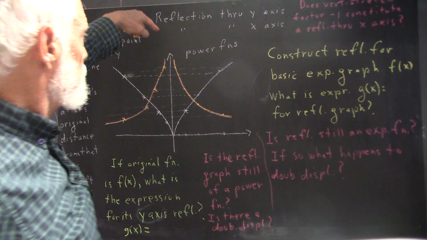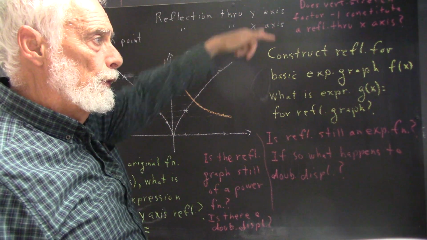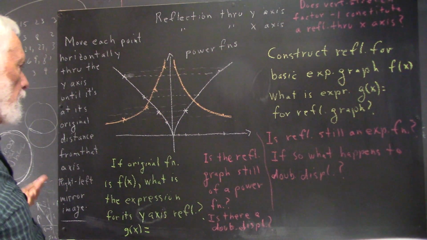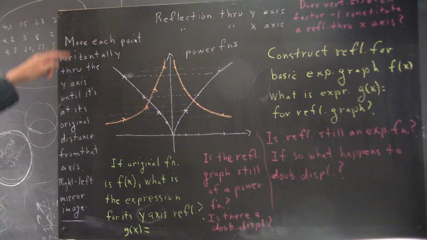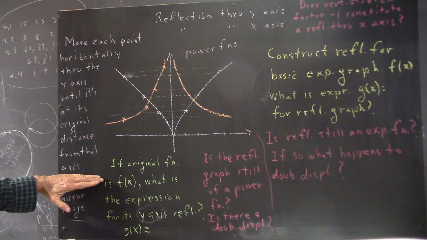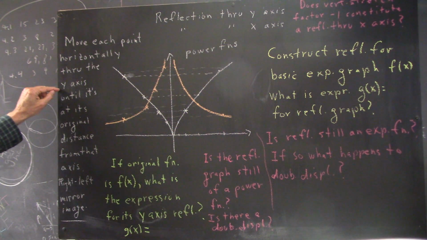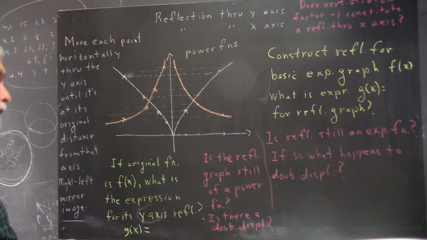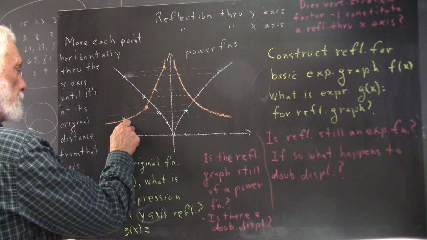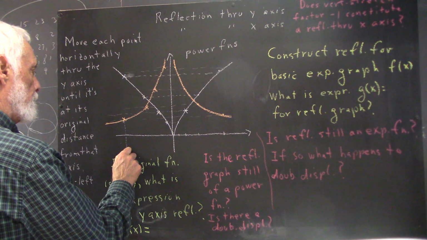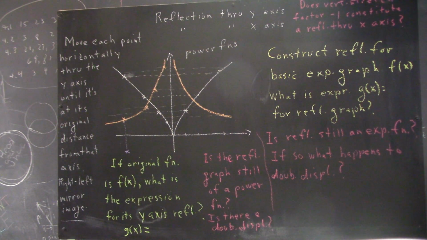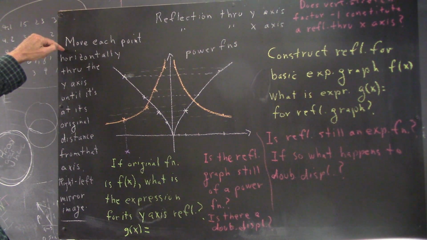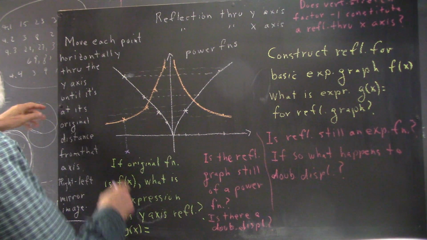We want to look at reflection through the x-axis, which is defined in a way very similar to the reflection through the y-axis. Matter of fact, we just take this set of instructions here and replace y with x. So that, for example, if we wanted to reflect this point, we would move in the y direction. I guess we also have to replace the word horizontally with vertically. Okay, so let's do that.